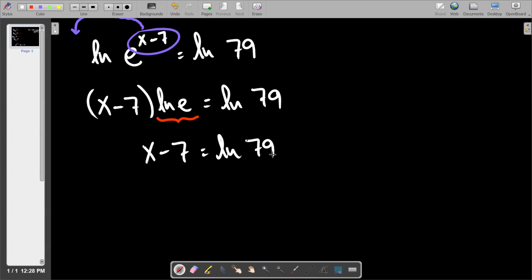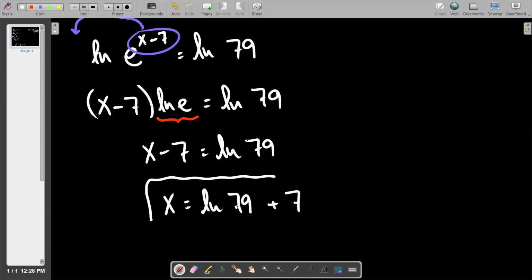Is that okay? All right, so to finish the job, some simple algebra, how would we get x by himself? Just add that 7 across. So we wind up with an answer of x equals the natural log of 79 plus 7. So this answer is one of 2 that you'll be expected to give over the next day or so. This answer is called the exact answer.